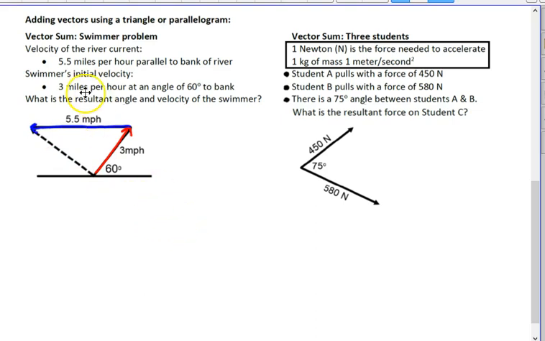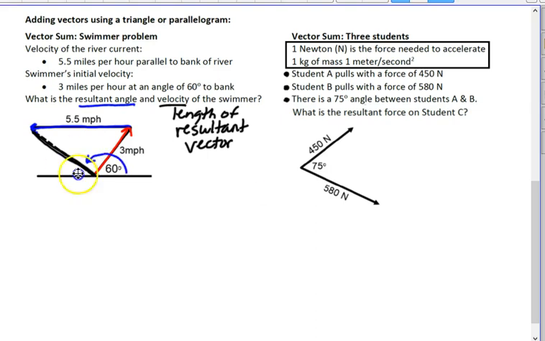And so when we talk about the resultant angle and velocity, we're talking about the two characteristics of the resultant vector: its length, the velocity, and its angle. So what I specifically want to find out is how long this dotted line is right here. That's going to be the velocity. That's the length of the resultant vector. And I want to find out the resultant angle.